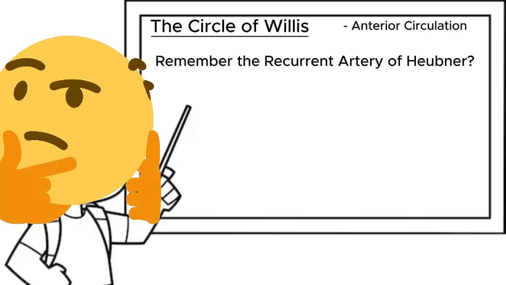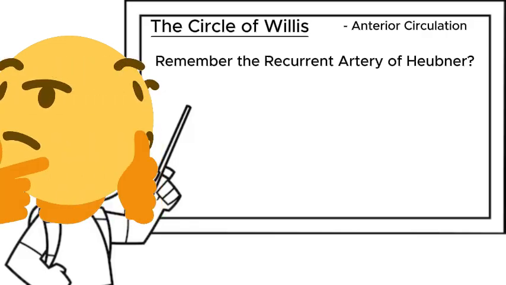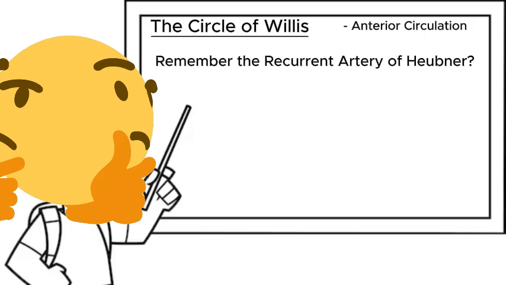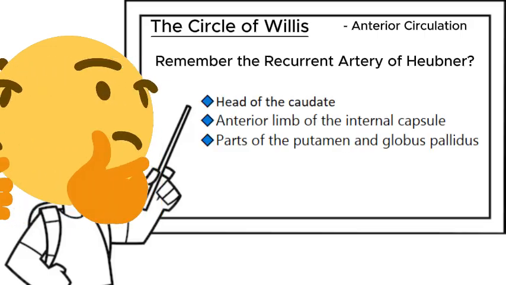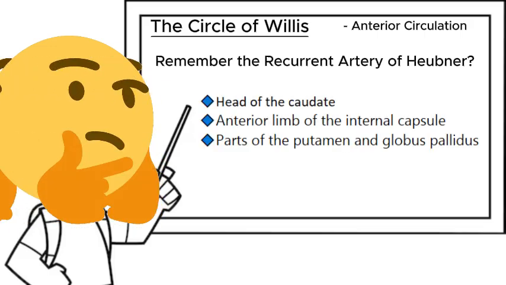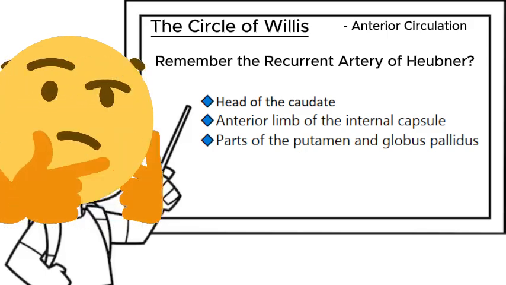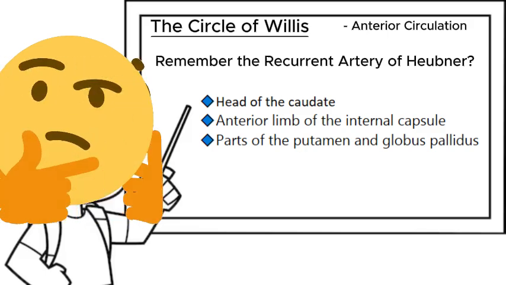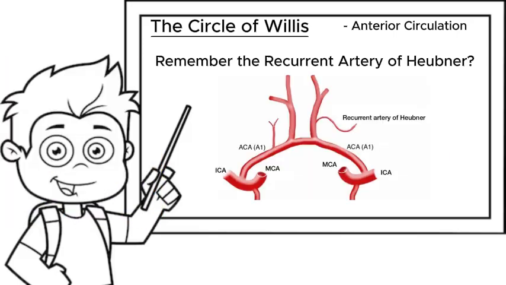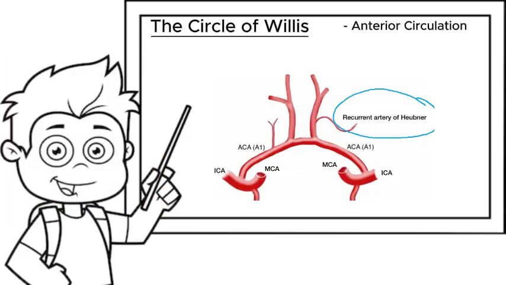Can we remember an artery we call the recurrent artery of Hübner? Do we recall what it supplies? If you said the head of the caudate, the anterior limb of the internal capsule, and parts of the putamen and globus pallidus, you are absolutely right. The recurrent artery of Hübner arises from the proximal A2 segment and supplies the head of the caudate, the anterior limb of the internal capsule, and parts of the putamen and globus pallidus.